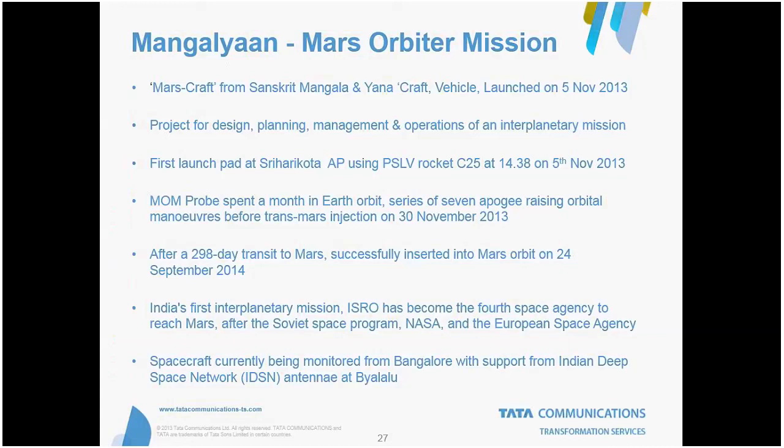Raising up, it had a series of 7 apogees. Apogee is nothing but the farthest point from the Earth, and perigee is the nearest point from the Earth. After 298 days of travel, this was successfully placed in the Mars orbit just 4 months back. India is the fourth country to do so after NASA, Soviet Union and China. And it is currently being monitored from Bangalore.